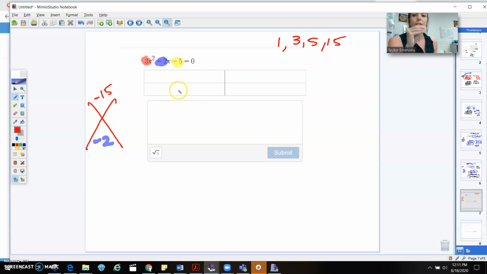All right, what two numbers can I add together to give me negative 2? So 1 and 15, I can't make that happen. What about 5 and 3? Well, yeah, but I've got to have one of them be negative. So what if I make that 5 negative? Would that work? Yeah.